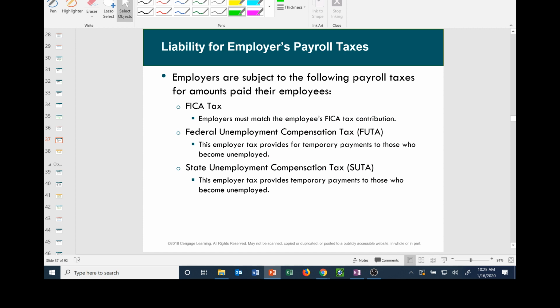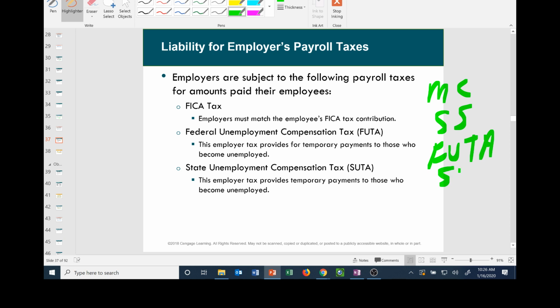Now, the employer has to match this FICA. They have to match Medicare and Social Security. And now the employer pays 4 taxes. He pays Medicare tax, Social Security tax, Federal Unemployment Tax Act, and State Unemployment Tax Act. That's the 4 taxes of the employer.